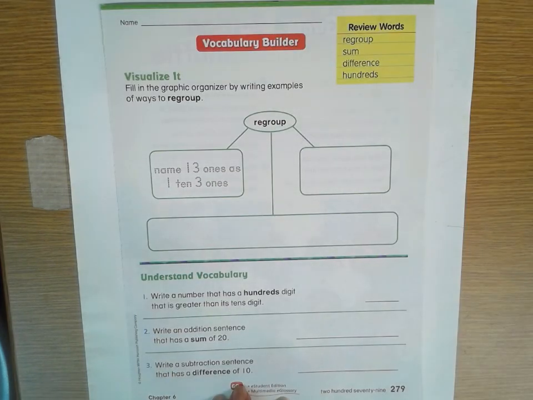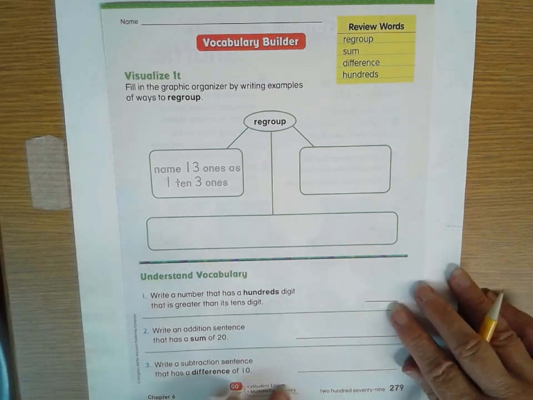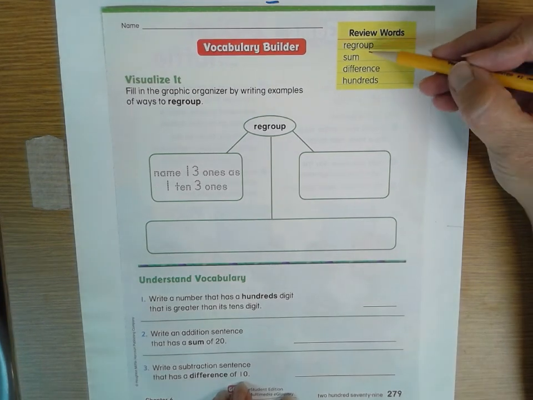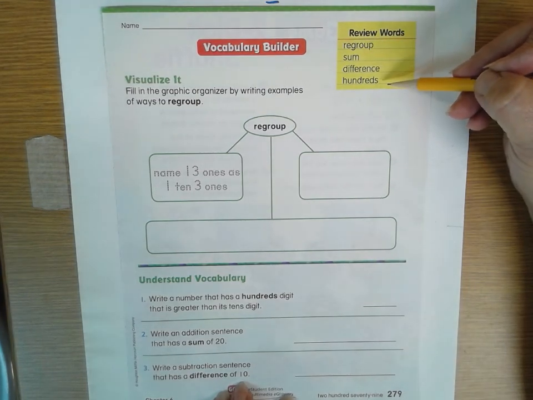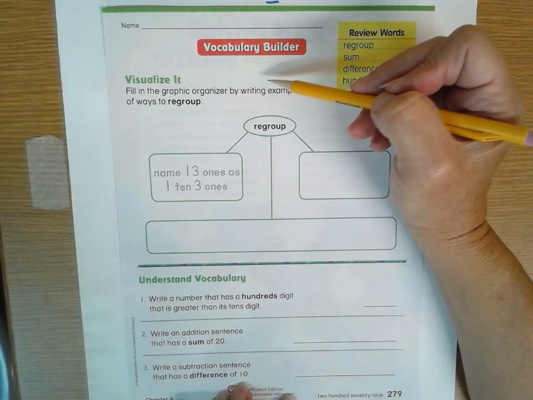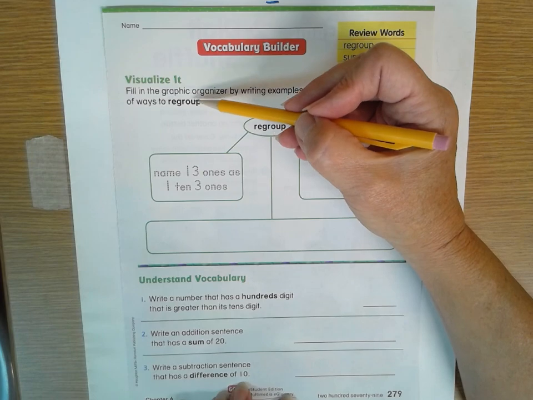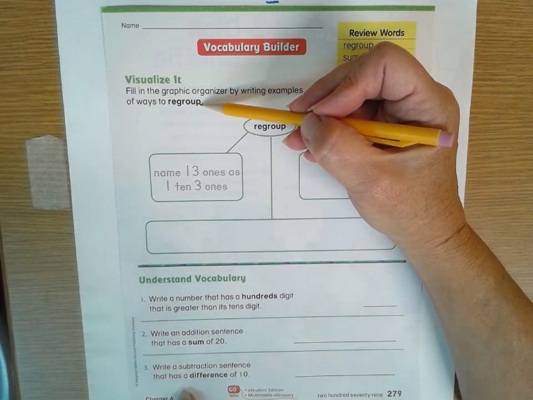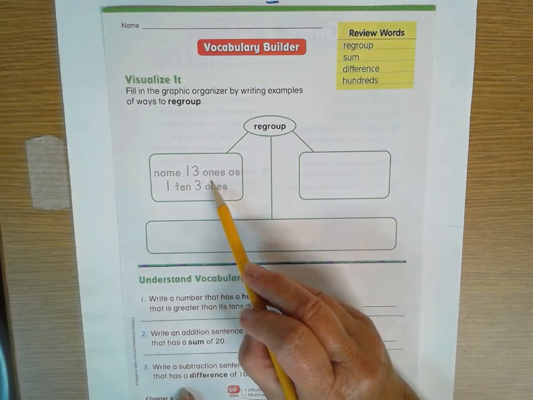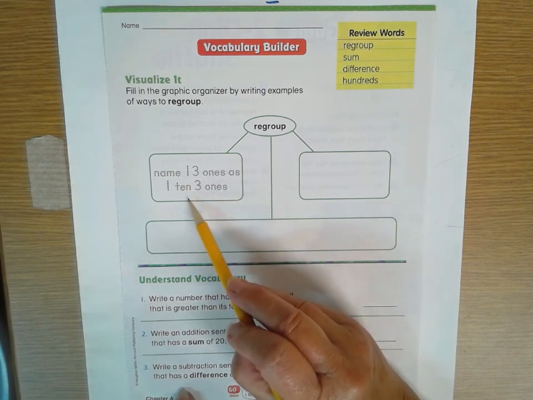And we're going to review this vocabulary that we've seen before. Our review words are regroup, sum, difference, and hundreds. And it says visualize it. Fill in the graphic organizer by writing examples of ways to regroup. We've learned a bunch of different ways. So you can regroup. You can name 13 ones as 1 ten and 3 ones.